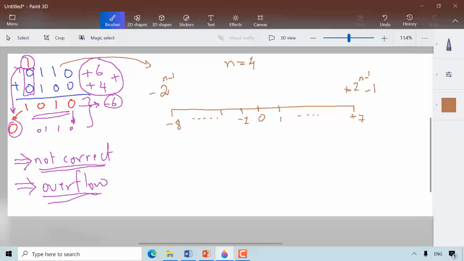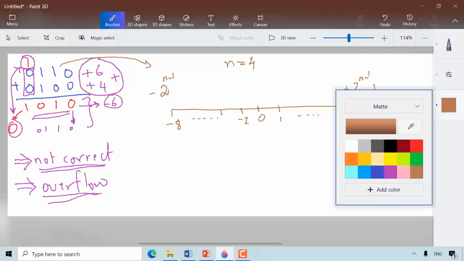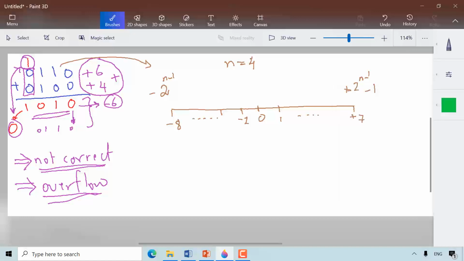Now what happens when I'm adding numbers? This is the range of numbers that I have available in my system. Overflow means the result is outside this range, and therefore the number system, given the number of bits, cannot represent the numbers. We call this an overflow.